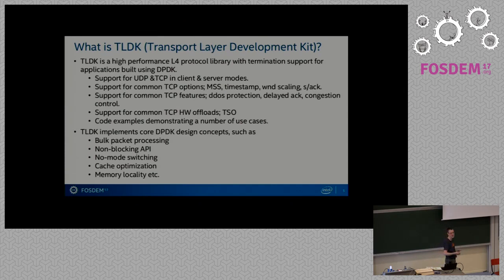One of the nice things you get with DPDK is that when you download DPDK, you get some nice sample code. I've written some of it myself, and it shows different use cases like L2 forwarding, L3 forwarding. We're going to do the same with TLDK. We will have a sample directory that will show off use cases like transparent proxy. And I'll talk about some of those use cases that we would like to show off later.